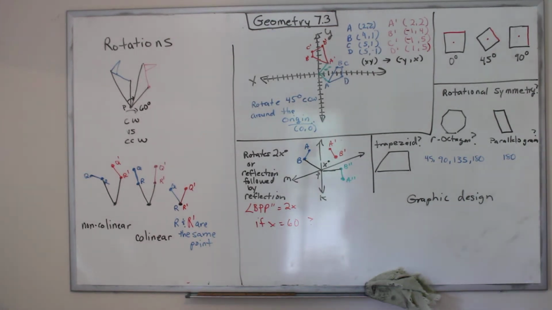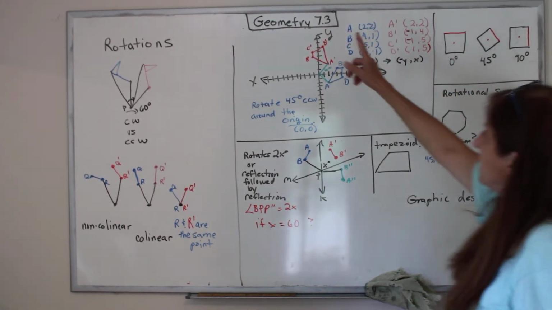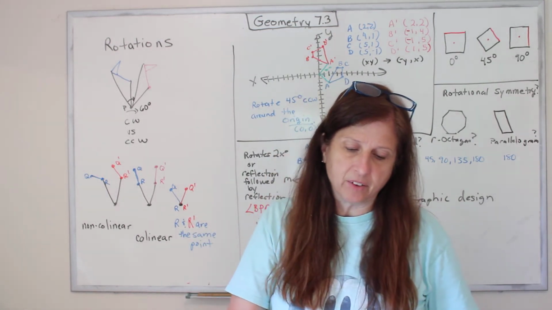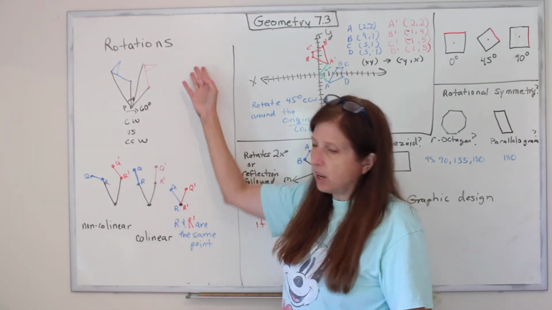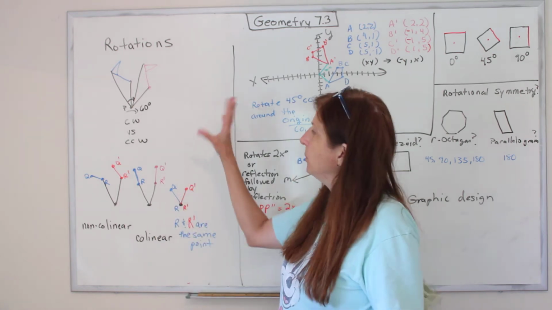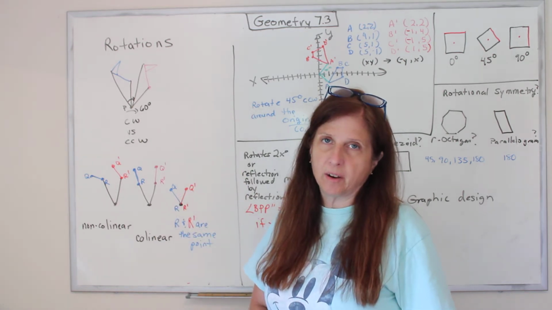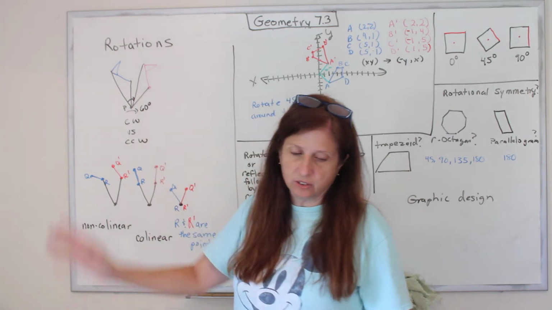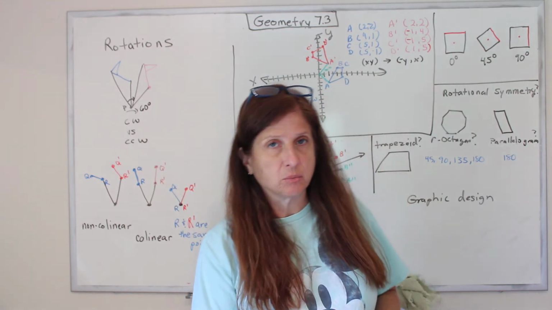Welcome back to Geometry, Chapter 7, Section 3. In this book, but you don't have to have this book to learn this concept, we're talking about moving things around on a piece of graph paper, and today we're going to do ones that rotate. Rotational transformations is what they're called.